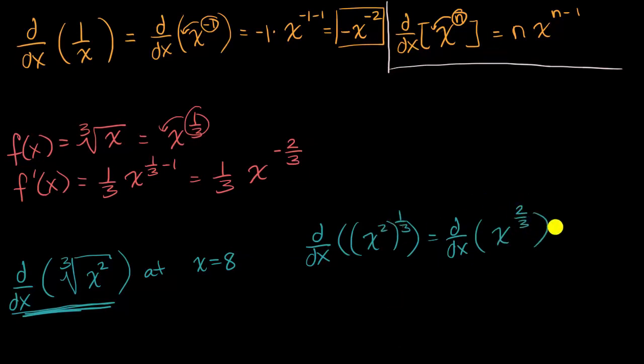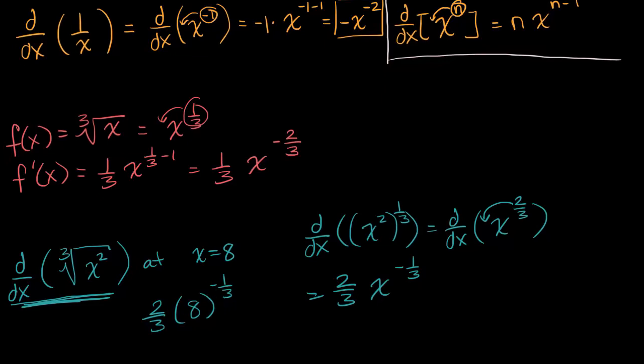And now this is just going to be equal to, I'll do it right over here, bring the 2/3 out front, 2/3 times x to the, what's 2/3 minus 1? Well, that's 2/3 minus 3/3, or it would be negative 1/3 power. And we want to know what happens at x equals 8, so let's just evaluate that. That's going to be 2/3 times 8 to the negative 1/3 power. Well, what's 8 to the 1/3 power? 8 to the 1/3 power is going to be equal to 2, and so 8 to the negative 1/3 power is 1/2. Actually, let me just do that step by step.